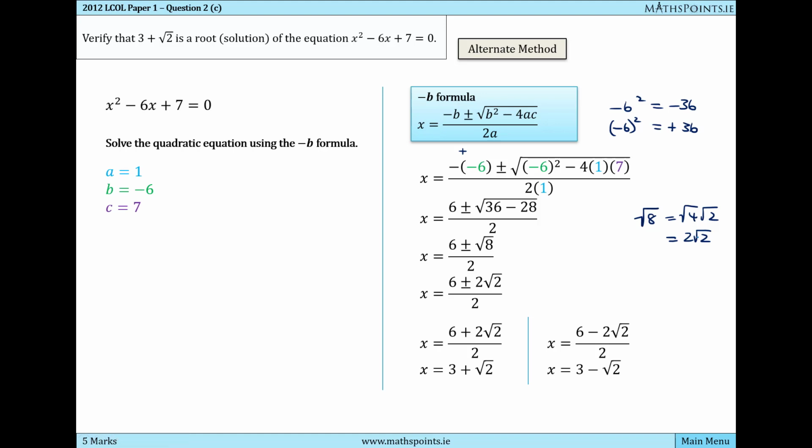Now we were asked to verify that 3 plus root 2 was a solution or a root, and we have that here. So we've also found the other root of the equation, which they didn't ask us to find, but it's useful to know this method in case the question was to actually solve the quadratic equation, in which case we would have had to find the two roots. Hence we've shown that 3 plus root 2 is a solution to the equation.